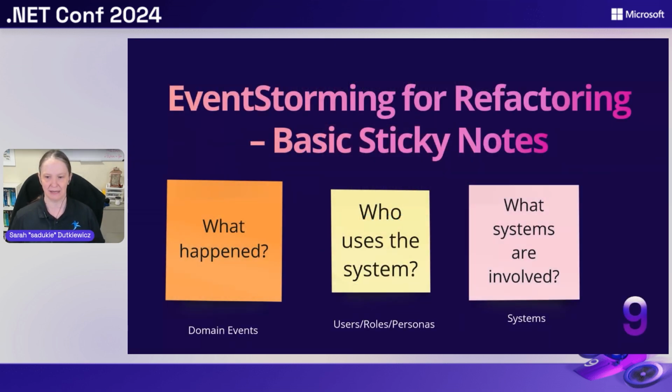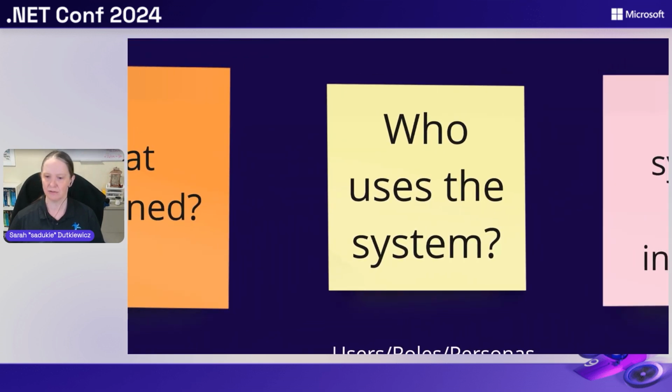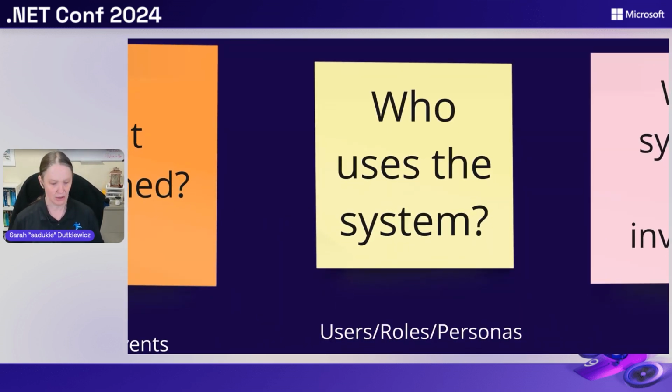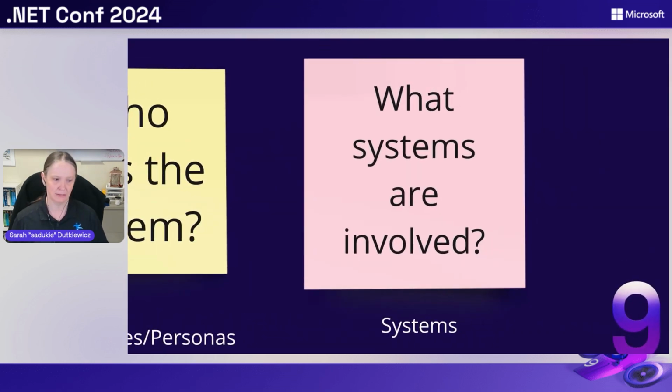These are the basic sticky notes that I use in typically all of my event storming situations, and especially event storming for refactoring. So we have the what happened. That is our domain events. We have the who's using that system. These are our users, our roles, and our personas. So they could be something like, this is an admin user versus this is a regular user. Or this could be Saduki, the admin, so it's very specific. These don't have to be general. They can get specific if you have that in mind. Then what systems are involved? So maybe you have a tax system and an ERP system and a shipping system that you all have to consider.